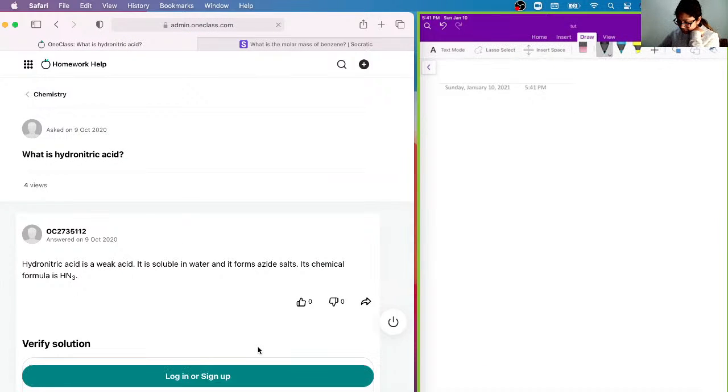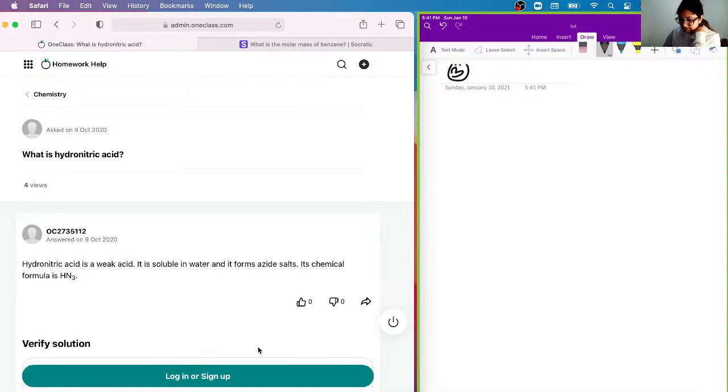Okay, so our next question says, what is hydronitric acid? So hydronitric acid is a weak acid, and it is soluble in water and it forms acid salts. So its chemical formula is HN3.